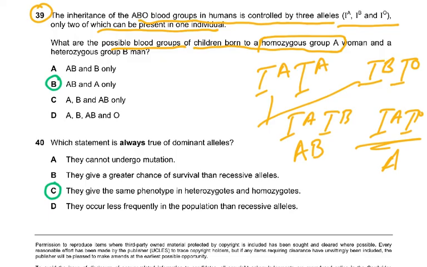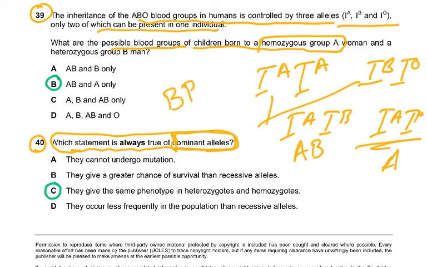Then coming to the last question, question 40. Which statement is always true for dominant alleles? Now, dominant is that which shows its effect. A dominant allele shows its effect either in the homozygous state or in the heterozygous state. That is a dominant allele. So this is the recessive allele. Now this does not show its effect in the heterozygous state. So they give the same phenotypes in heterozygous and homozygous states.